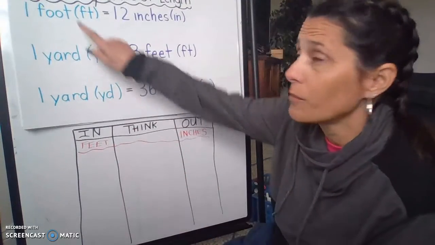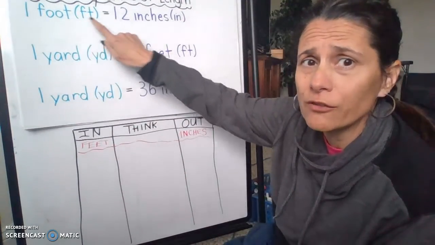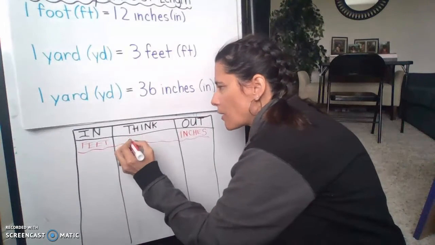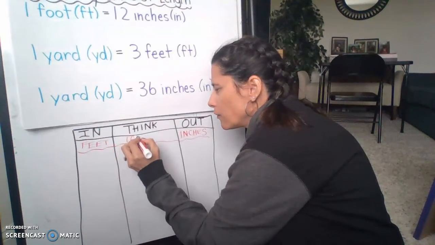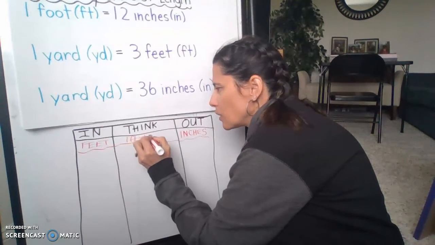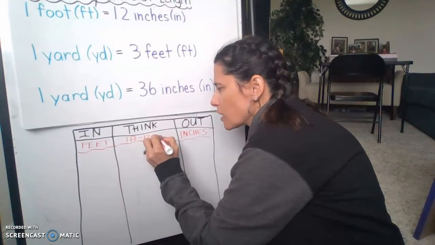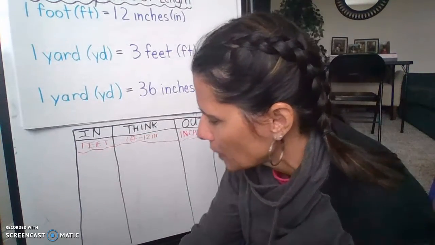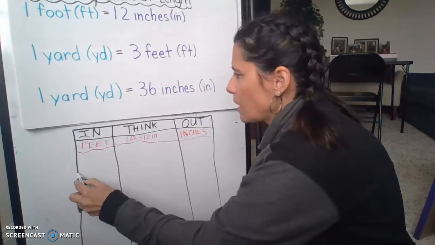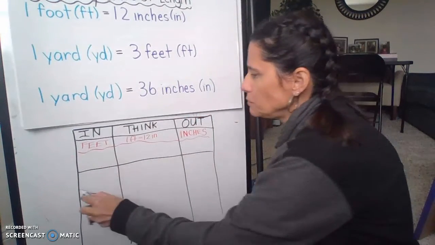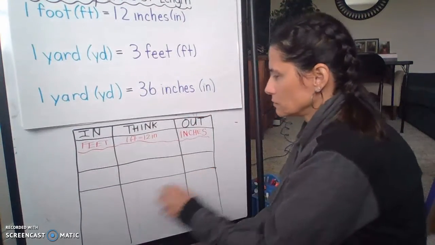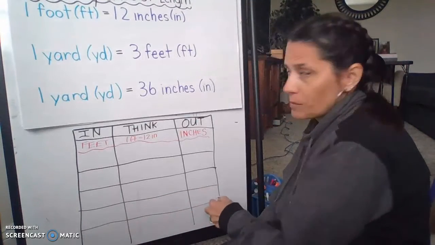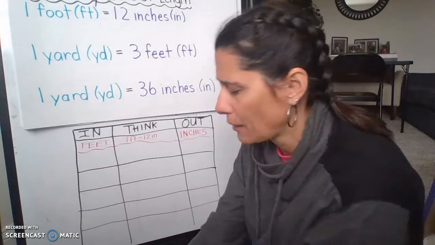And what I know from up here is that 1 foot is 12 inches. So I'm going to go ahead and put that right here. 1 foot is equal to 12 inches. And I'm going to show you how we use that on the next one. So I'm going to go ahead and draw some lines here. And what I want you to be doing is looking for some patterns.